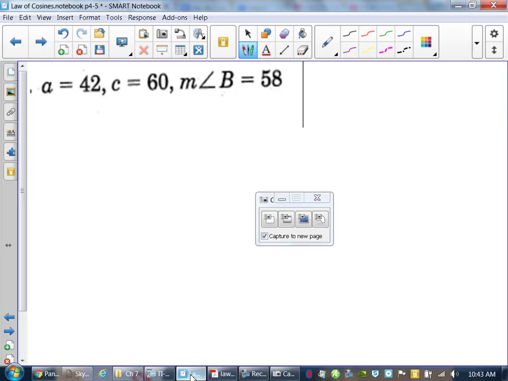So let's look at number 3 on that back side there. It's on the practice side. And obviously, the first thing we do is draw it.